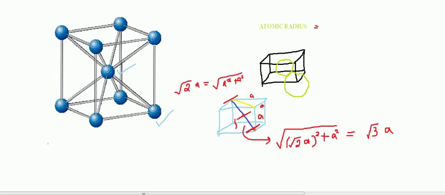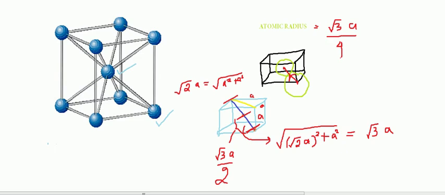So what is the distance between two nearest neighboring atoms in body center? It is root 3a by 2. And this root 3a by 2 was the distance between the centers of these two atoms. If I half it, what do I get? Of course I get the atomic radius. So what is the atomic radius in case of body center? It is root 3a by 4. This is the atomic radius.